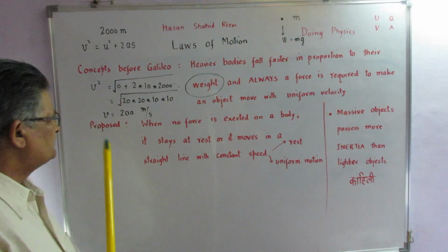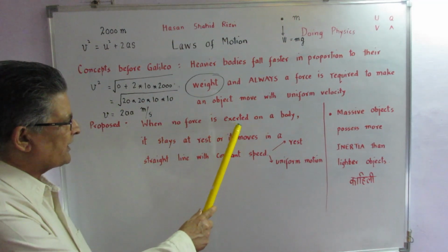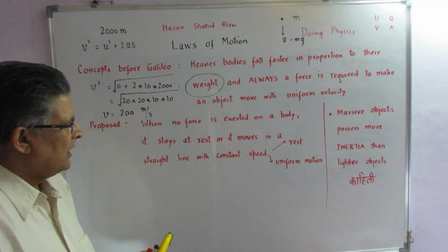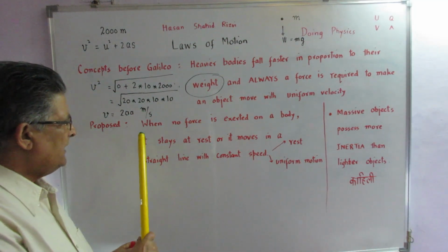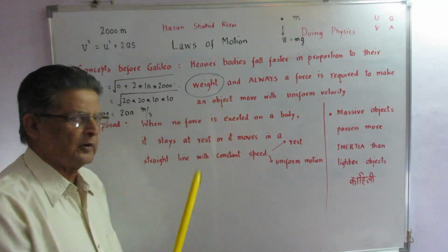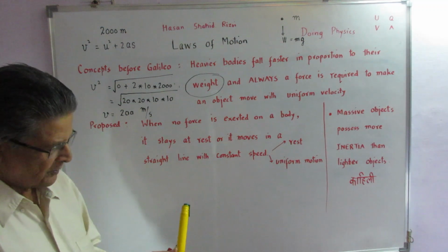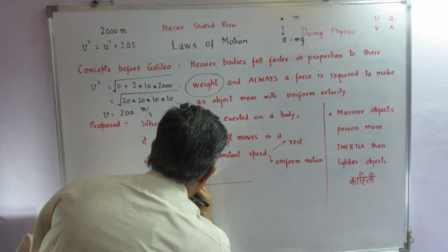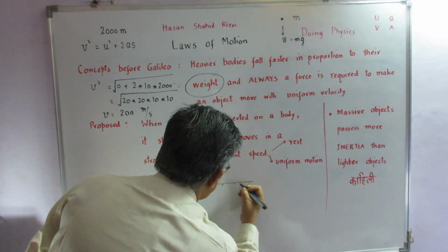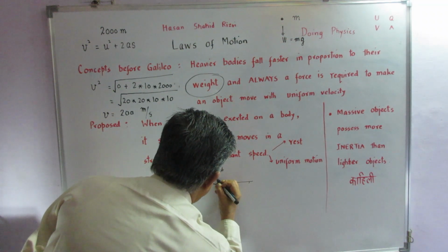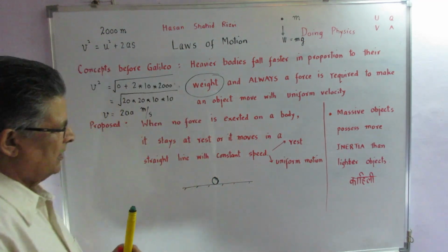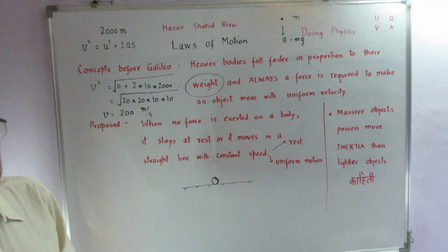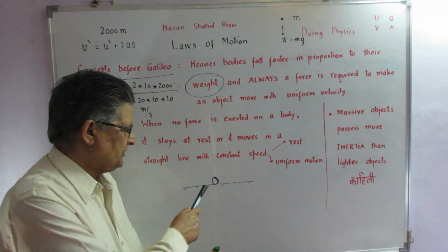Now what was proposed? Proposed was that when no force is exerted on a body, which I will read like this: when no net force is exerted on a body, forces may be exerted. For example, if I have a body on top of a table here, okay, this is the rigid body, the table, and I have a body over here, which I am showing in the shape of a ball. Okay, now this is at rest.